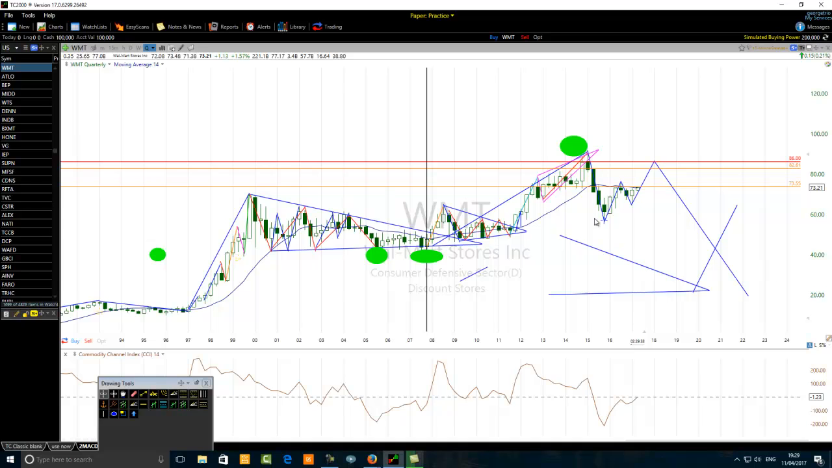All right. So one more time. You see here, it dropped down very fast. So the ending diagonal is a kind of a triangle, but it has nothing to do with the ABCDE triangle. But the price structure looks similar.